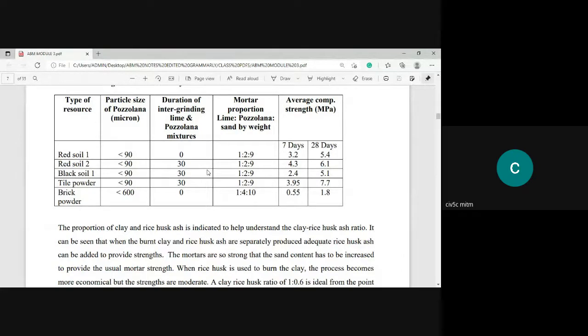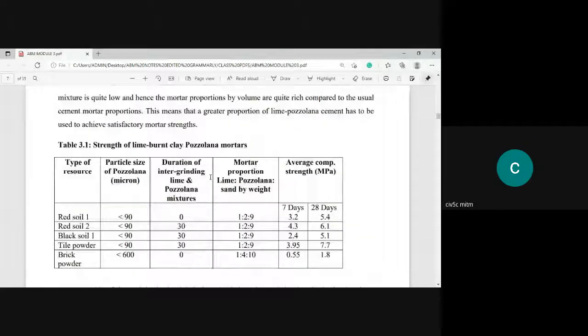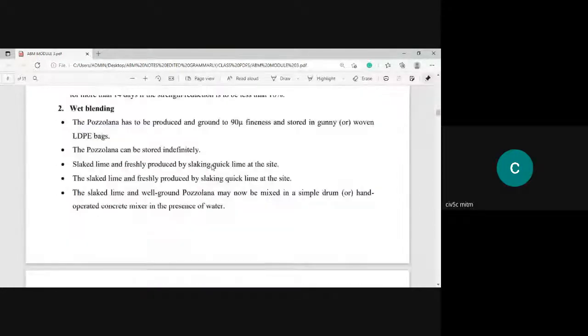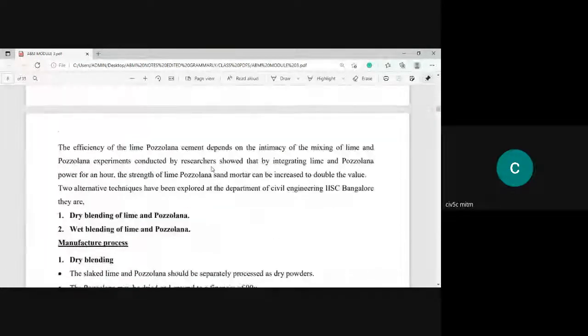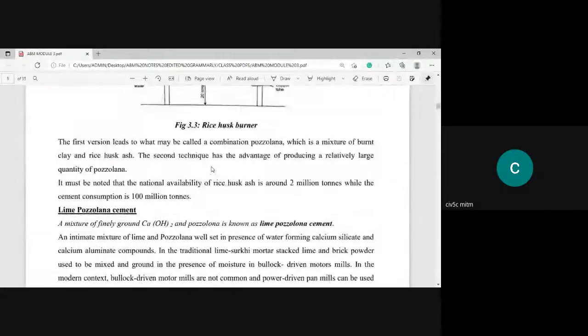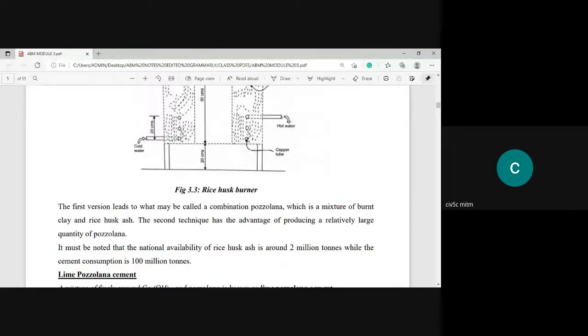Is it clear? So like this, I can go ahead with the lime pozzolana cement producing process. I hope you have understood completely how to produce this. Thank you for joining.